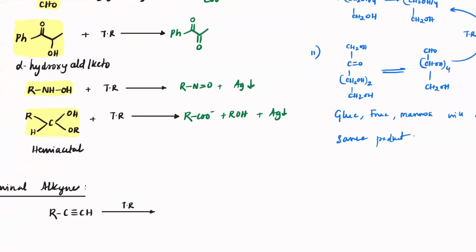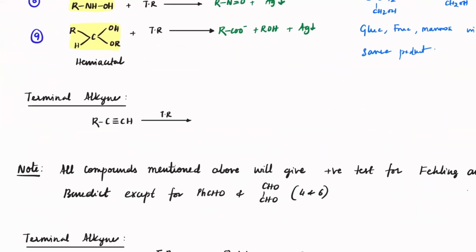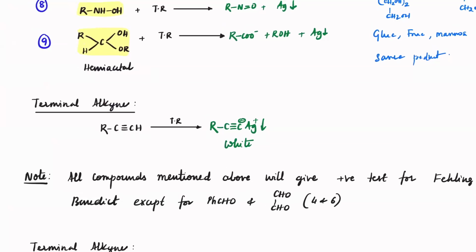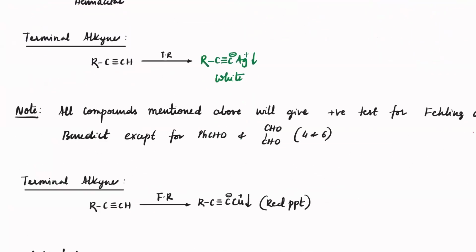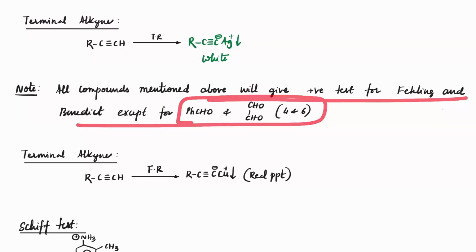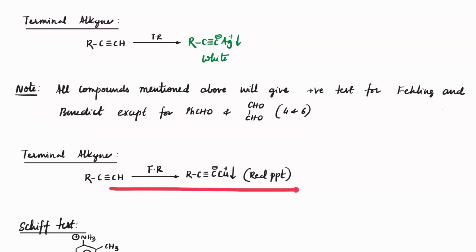Sorry. This I also told you here, it will be correct. So C triple bond C minus silver plus, this is the white PPT here, correct? So in case of terminal alkynes, okay. See, all compounds will give you a positive test for Fehling's and Benedict's except for 4 and 6. And in case of Fehling's test, you'll get a red PPT like this.